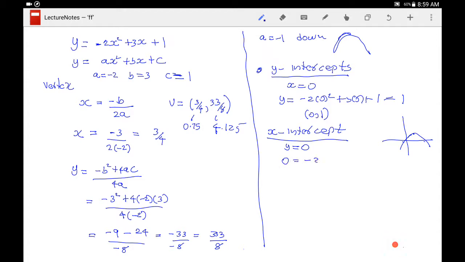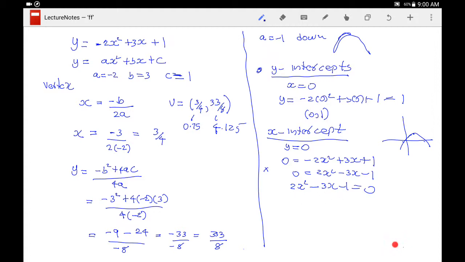Negative 2x squared plus 3x plus 1. Now this is a quadratic equation. It's easier to solve this if I make this a positive. So I will multiply everything by a negative sign, which will flip the sign. I will get 2x squared minus 3x minus 1 equals 0. If you try to factor it, you cannot factor it.